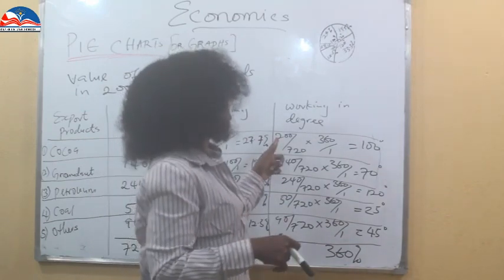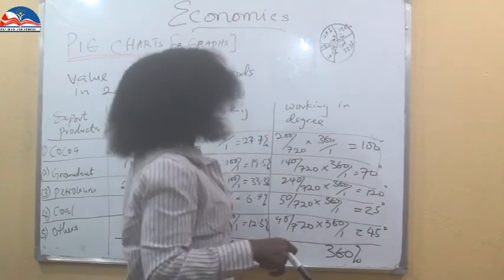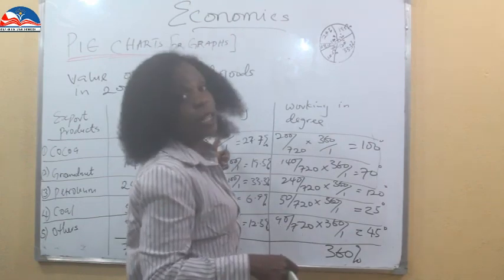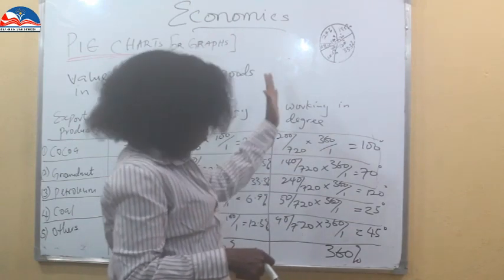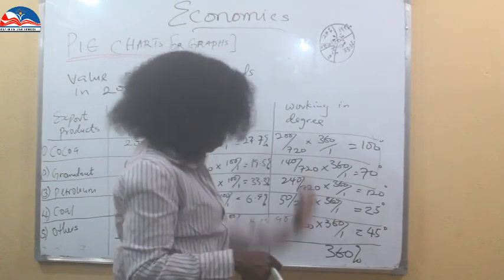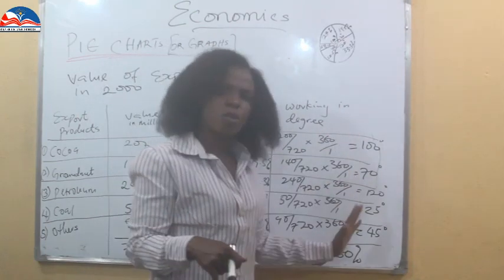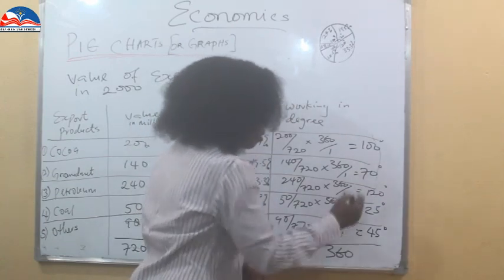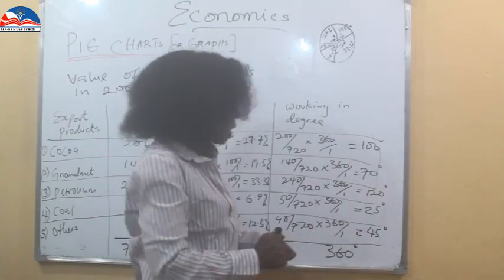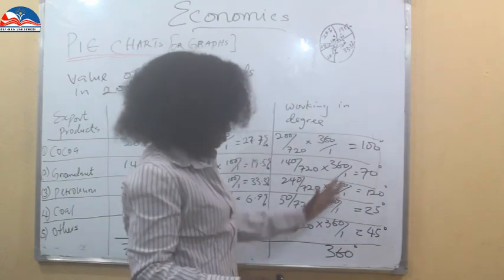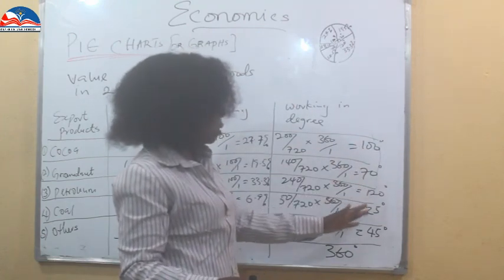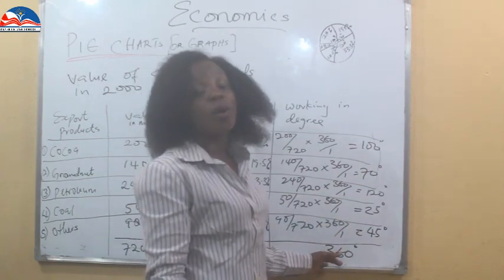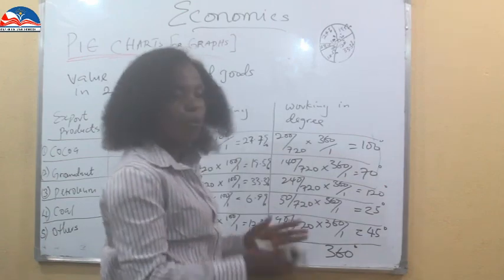And so you are going to take 200 over 720 times 360 over 1. Remember you took 100. Here you're going to take 360. At the end of your working, the same process you took there, but you are putting 360. Whatever your sum total is here must be equal to 360 degrees. If your sum total here, 100, 70, 120, 25, 45, did not give you 360 degrees, your workings are wrong. You go back and you work it again.